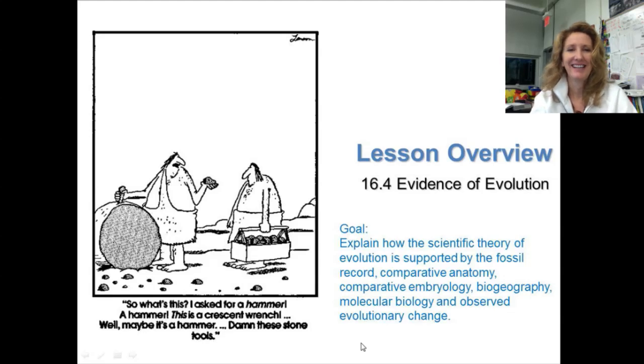All right, last lesson for chapter 16, all about evolution and Darwin. Our goal is to explain how the scientific theory of evolution is supported by fossil record, comparative anatomy, comparative embryology, biogeography, molecular biology, and observed evolutionary change. And we have 5 objectives, so take a look first at our Far Side.